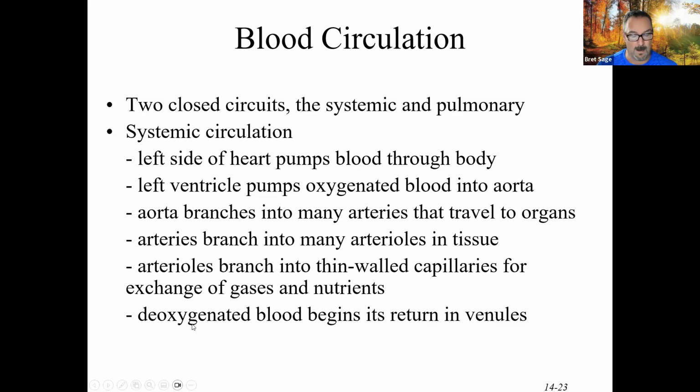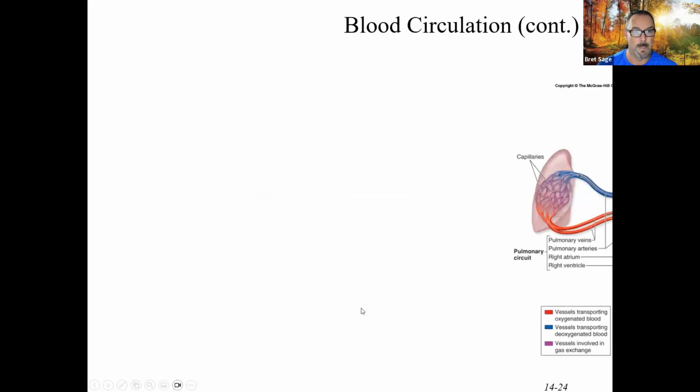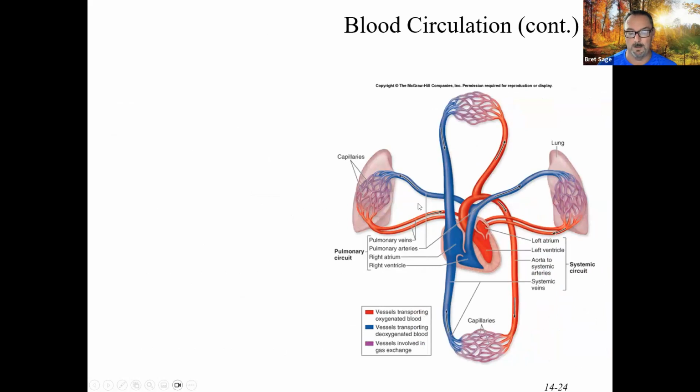capillaries. Now, the blood is deoxygenated and it begins its return in venules back towards the heart. Venules merge into veins and return to the right atrium through both the superior and inferior vena cava. Okay, this is an image showing a super simplified version of how this all works. You can see the pulmonary system is sending deoxygenated blood out through the pulmonary arteries. Oxygenation occurs and pulmonary veins bring oxygenated blood back to the heart and then out through the aortic arch to the upper part of the body and lower part of the body.